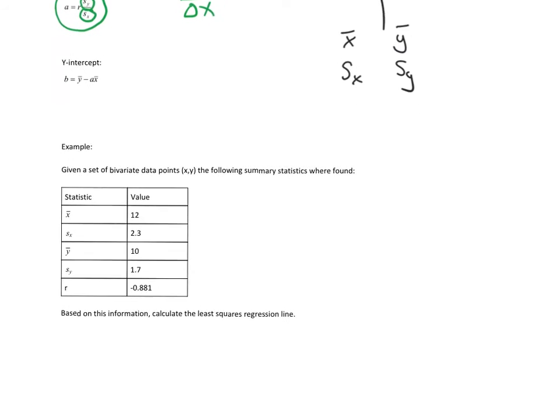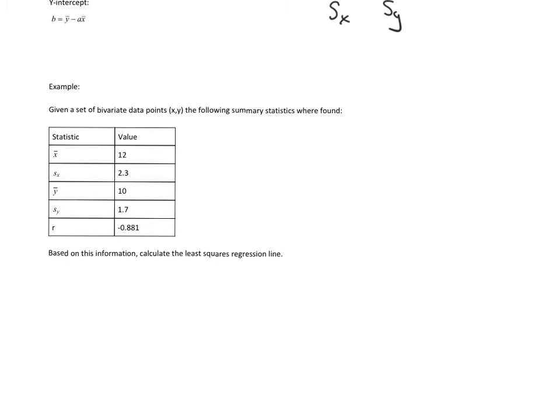So if we look at an example here, I have some of these values. We are given a set of bivariate data. Remember, bivariate just means two variables, x and y, with the following summary statistics. So here are all the values. I put the data into the calculator. I got this for my mean, this for my standard deviation, this for my other mean, this for my other standard deviation, and this for my correlation. So if I want to find the least squares regression line, the slope of that is going to be r times s of y over s of x.